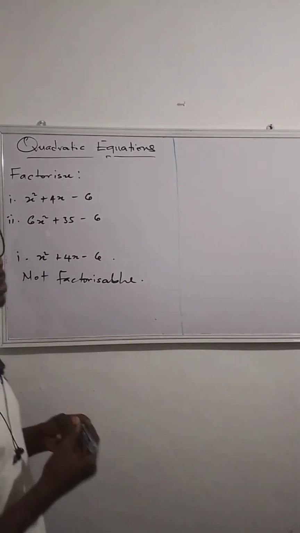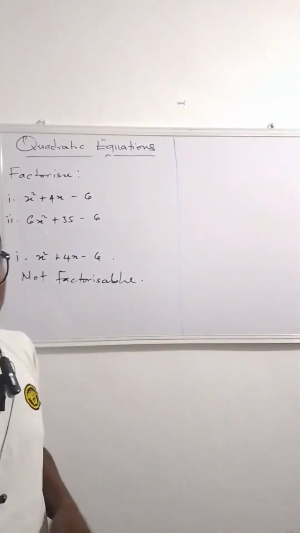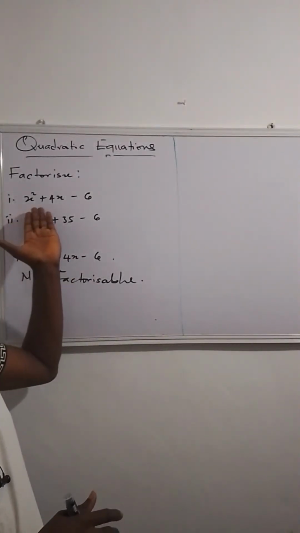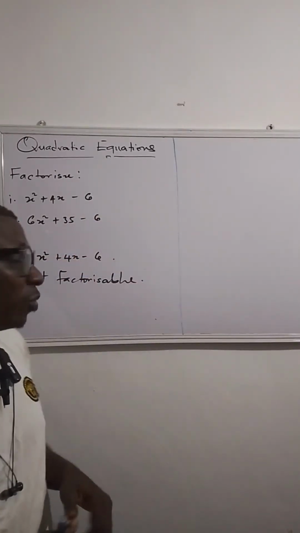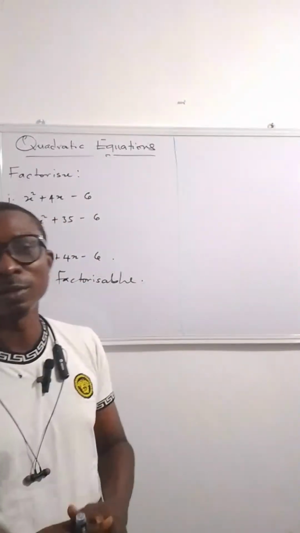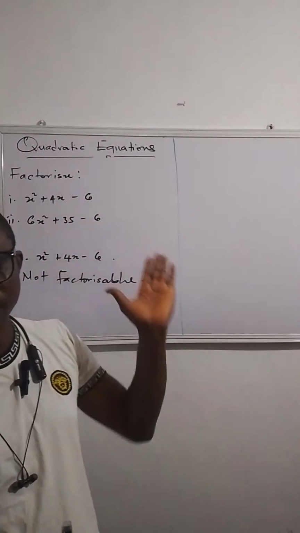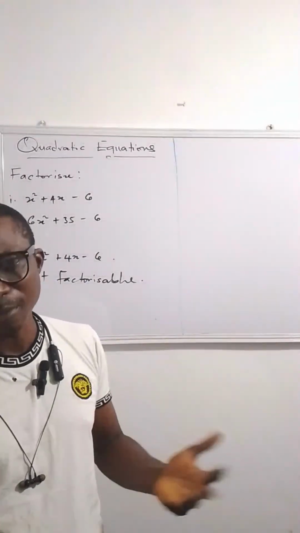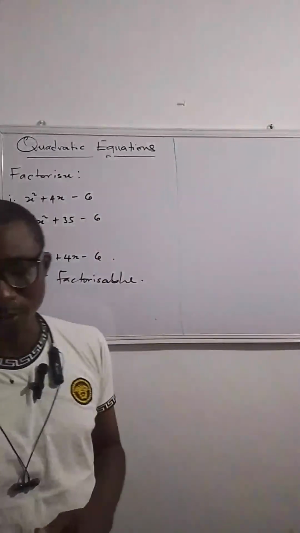So that means that there are some quadratic expressions that you cannot easily factorize. So it means that we may need to adopt another method of simplifying quadratic expressions. By the time we get there, we are going to explain how we can deal with this type of question. All right.